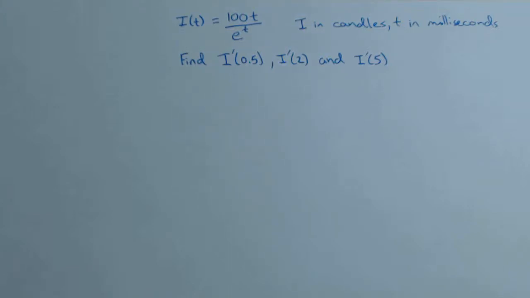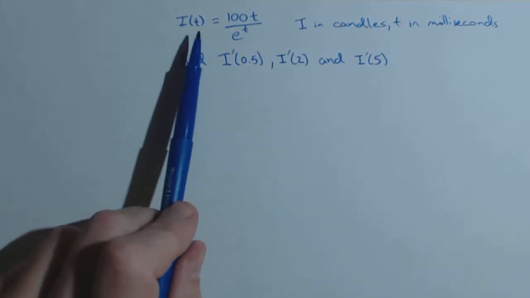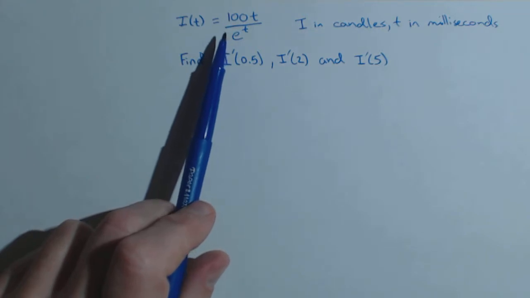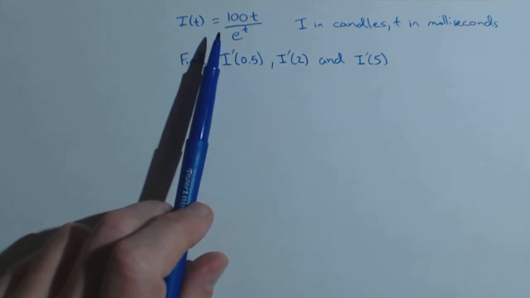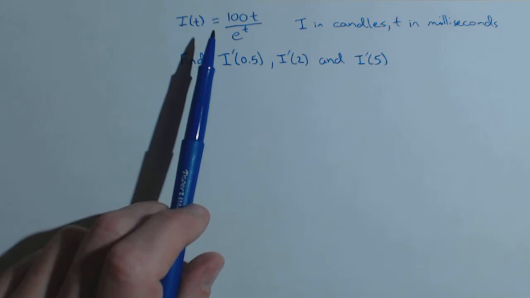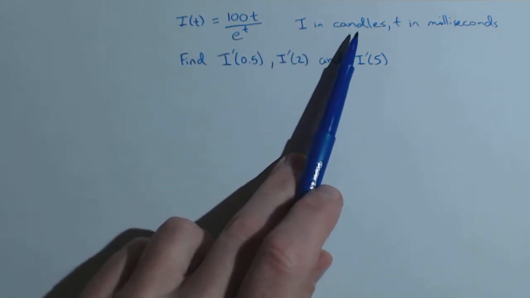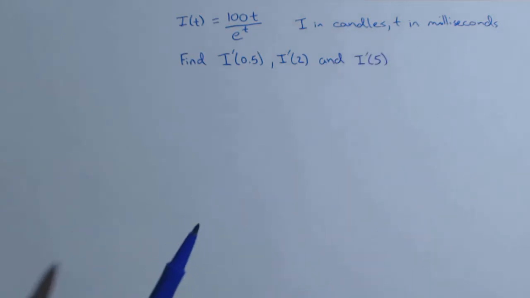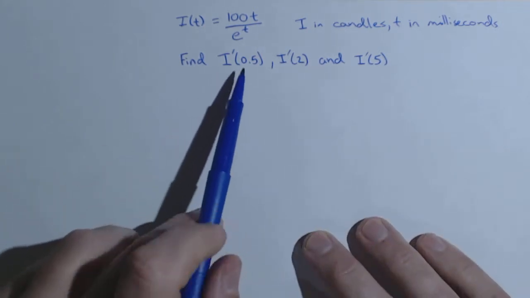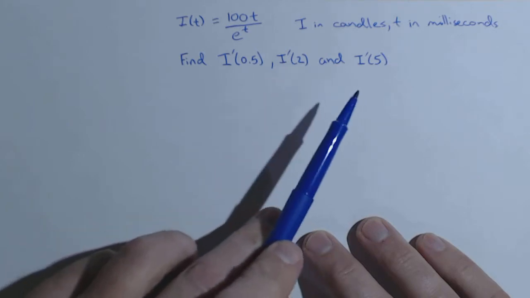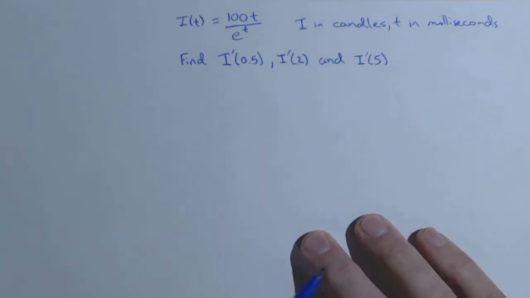In this video, we're given the formula I of t equals 100t over e to the t, which measures the intensity of light seen by the eye, where I is measured in candles and t is measured in milliseconds. So we're looking at the brightness, or the intensity, of a flash. What we're going to do is calculate I prime of 0.5, I prime of 2, and I prime of 5 to see what's going on.